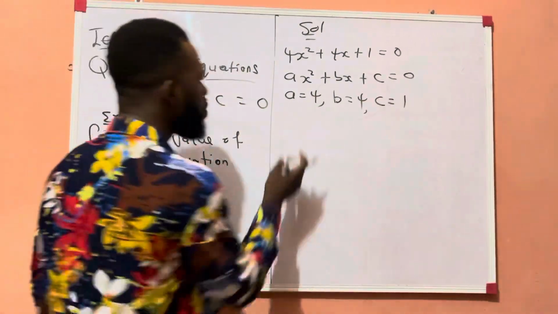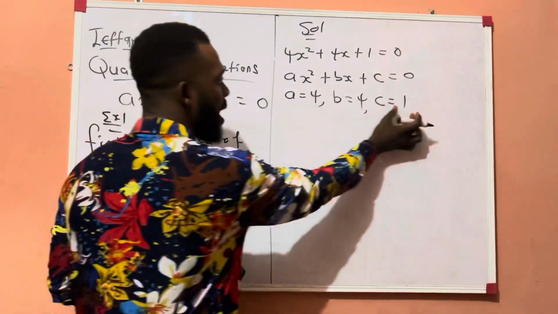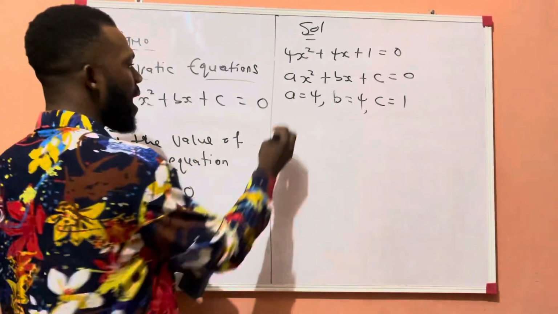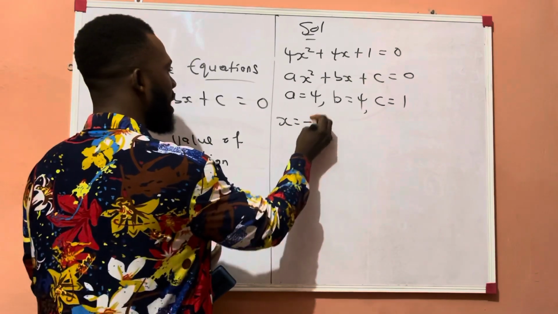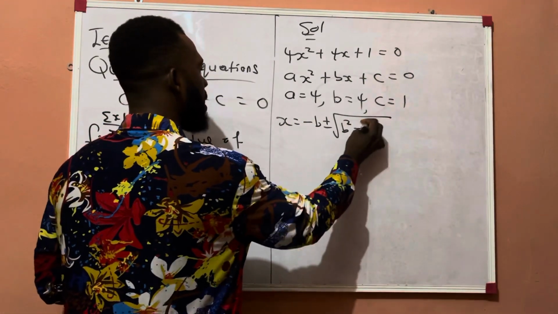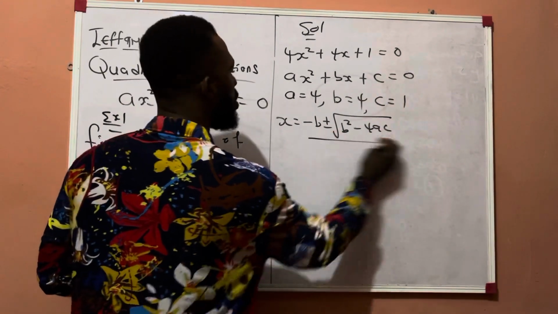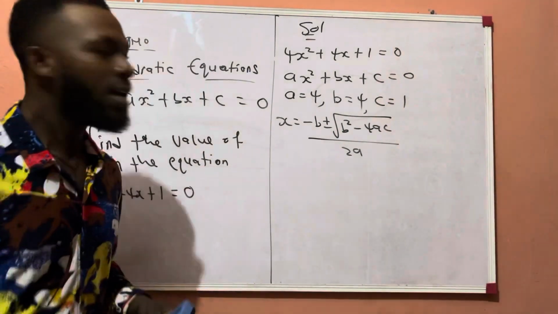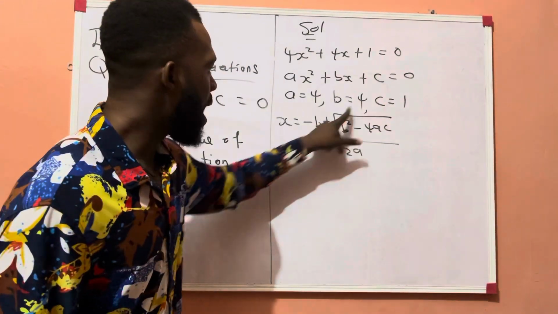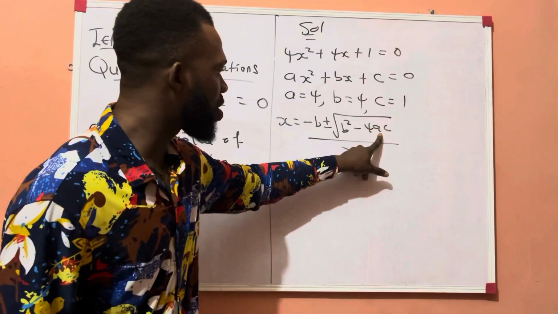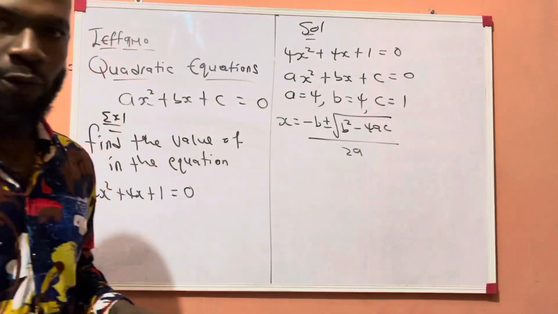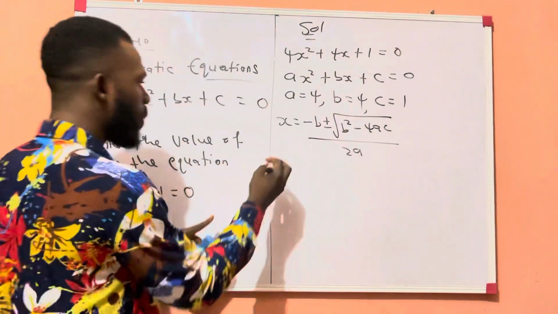Now, class, once we have gotten the values of A, B, and C, the next thing you do is to introduce the formula. And we said the formula is x is equal to minus b plus or minus square root of b squared minus 4ac all over 2a. Now, what do we do next? We substitute these values. Anywhere I see b, I give the value of 4. Anywhere I see a, I give the value of 4. And anywhere I see c, I give the value of 1.